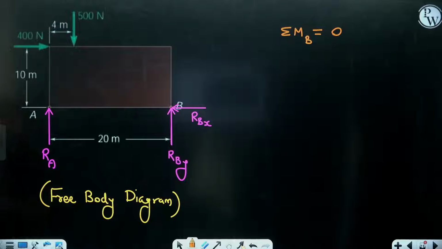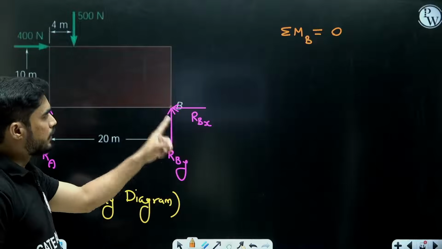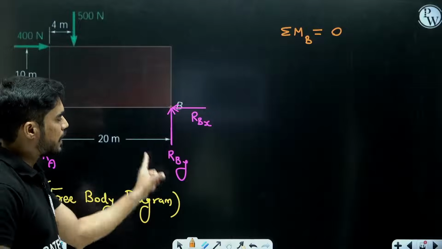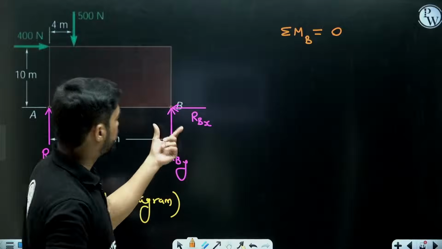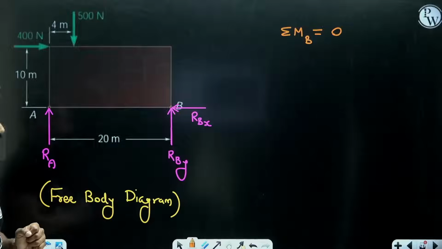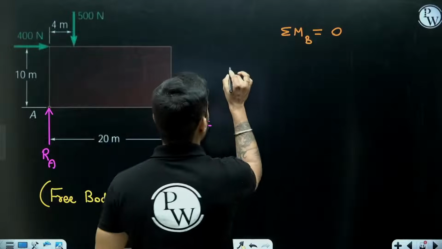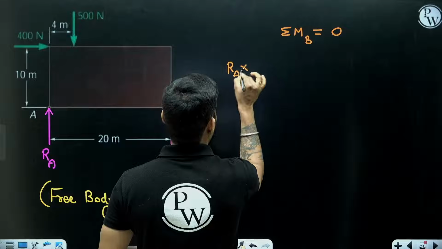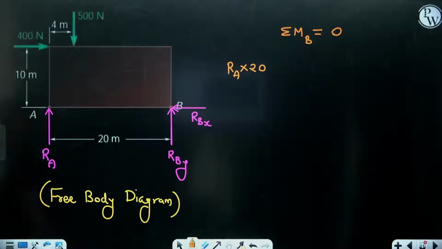But if you take moment about B, you will have the advantage of getting the moment of RBX and RBY as 0. So net moment at point B equals 0. The moment of RBX and RBY will be 0 because they are acting at B. Moment of RA will be clockwise. What will be the moment? RA into 20. It will be clockwise.